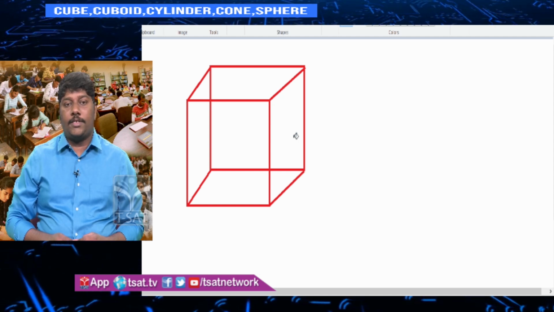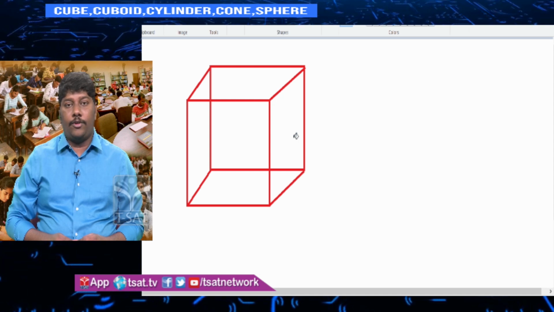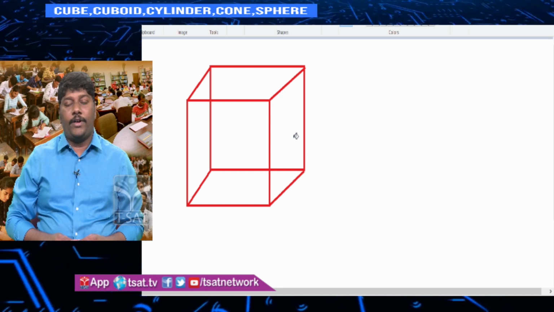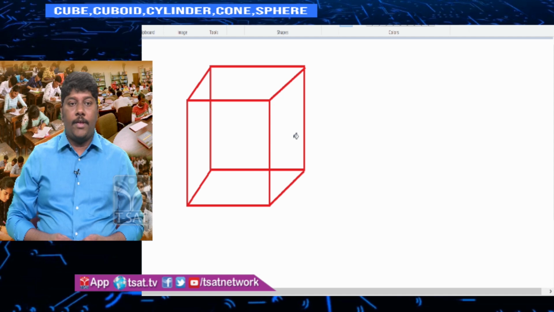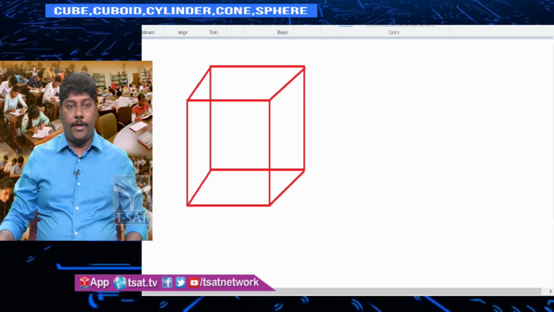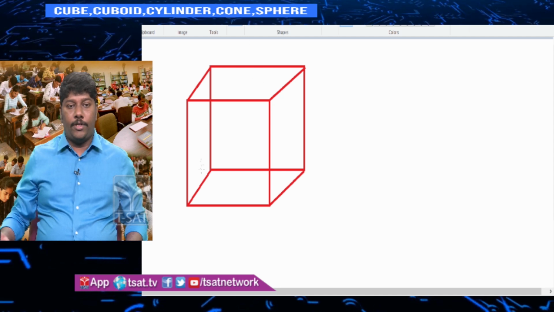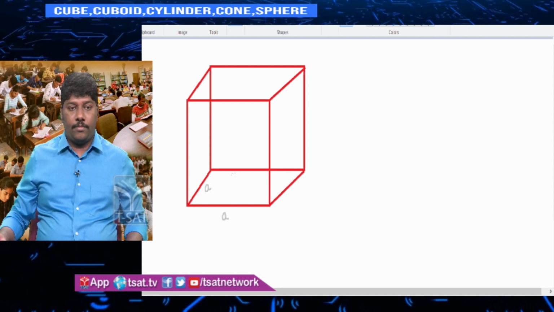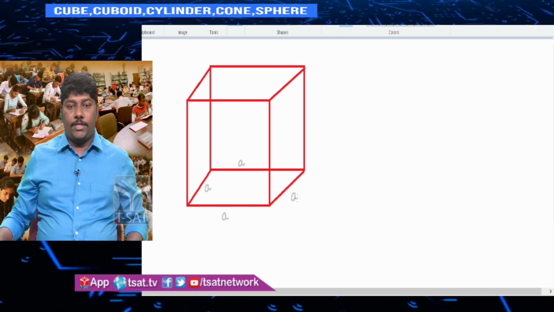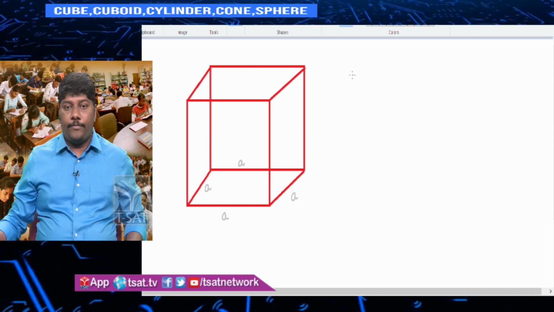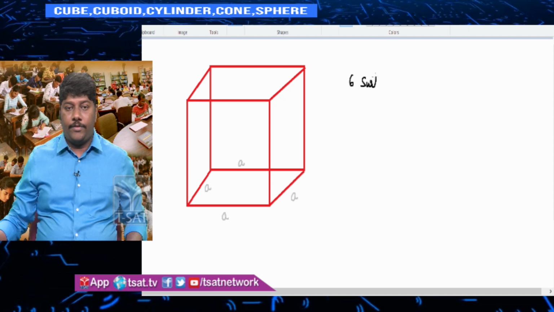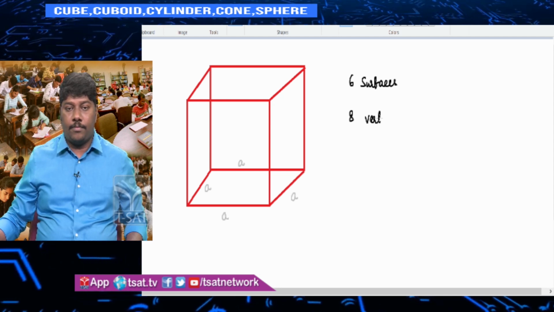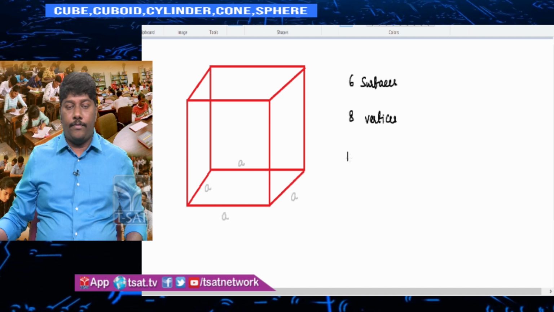For a cube, you have 6 surfaces as shown, and in a room you observe there are 8 corners. These 8 corners are called the vertices of a cube. Then you have 12 edges: 4 edges on top, 4 edges at the bottom, and 4 heights, the pillars. All edges are equal, of size a. So, for a cube, you have 6 surfaces, 8 vertices, and 12 edges.